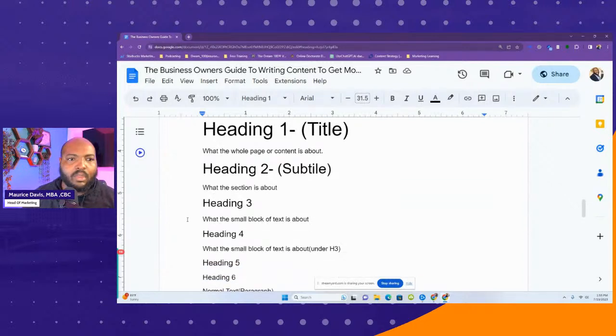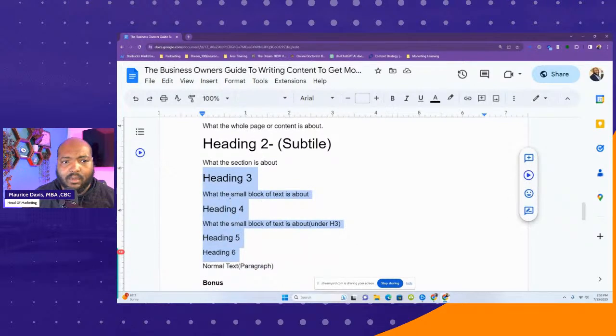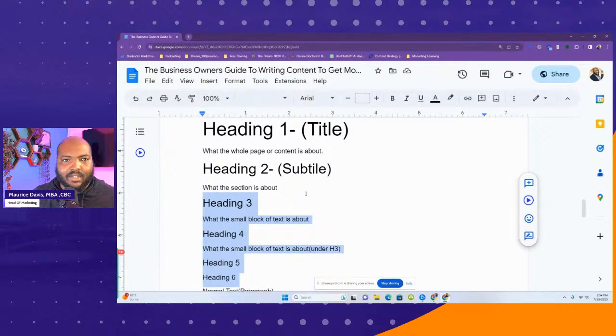Okay. Then we move on to your H3 and beyond. Okay. So these are just telling you what the small block of text is about. I'm not going to get really detailed into this stuff, but just know the general idea.